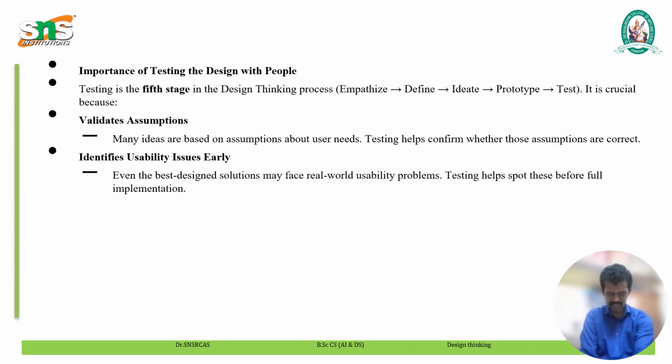Next, it identifies usability issues earlier. Even the best designed solutions face real usability problems, and testing helps spot these before full implementation. Once the problem has been identified, we scrutinize and check. After giving the solutions, if there are any changes, we need to go through all the stages from the beginning, so that before implementation we check with the other process.